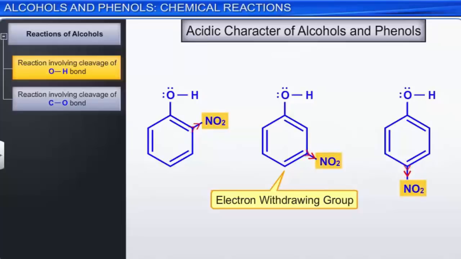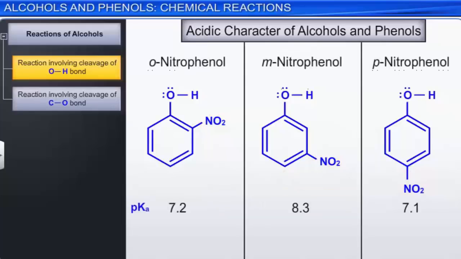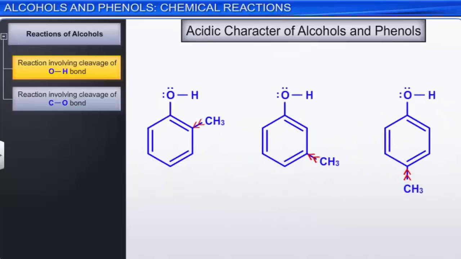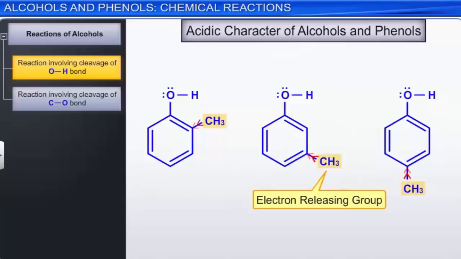This is especially true when the electron withdrawing groups are in either the ortho or para positions. In these positions, nitro groups allow for resonance structures that stabilize the phenoxide ion by allowing more delocalization of negative charge. Conversely, the presence of electron-releasing groups, such as alkyl groups on the benzene ring, result in weaker acids for substituted phenols.